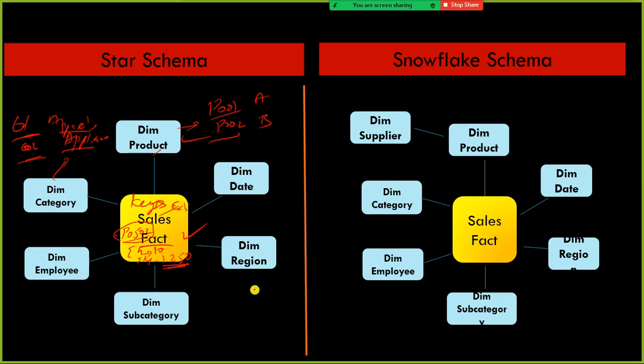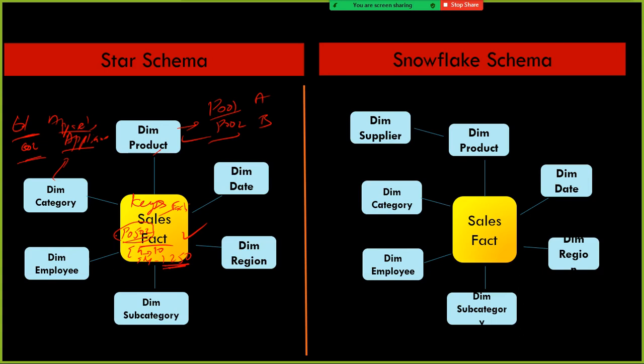For example, if somebody is asking you, region wise, I want to know the total sales by region, by category, by product. In that case, only when you store the keys along with the facts will you be able to retrieve the descriptive information from the respective dimension tables. That is what star schema is all about.